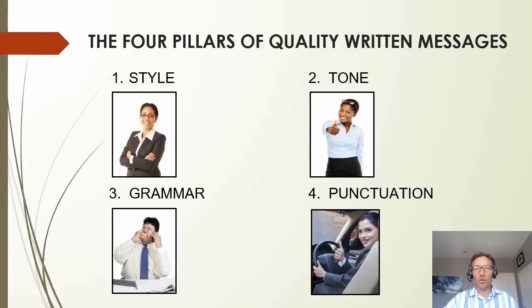The second item is tone. If style is the appearance of your document, is it left aligned? Is it in block format? We'll get to that later. Is it easy to read with lots of white space? Is it visually appealing? That's the style, the clothes that your document is wearing.